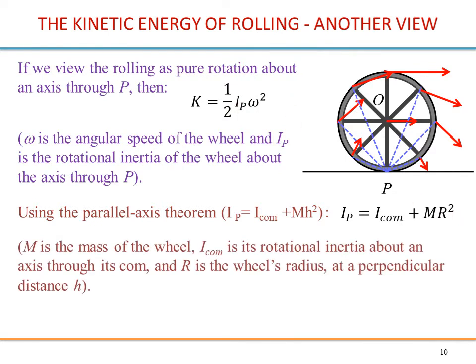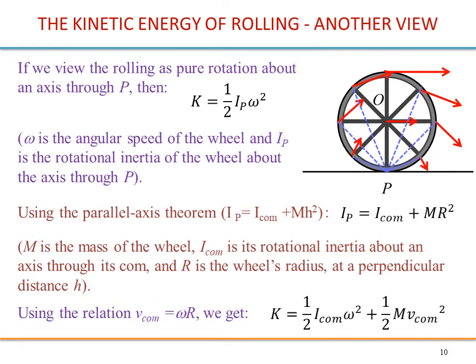But you know that V equals R omega, therefore we get half of M V_com squared for this term. And we get the total kinetic energy, of course the same result as before.